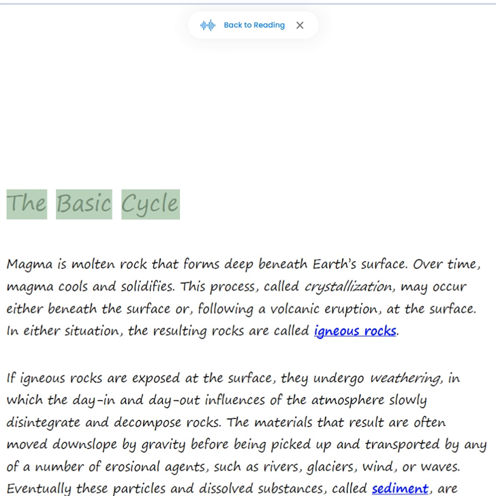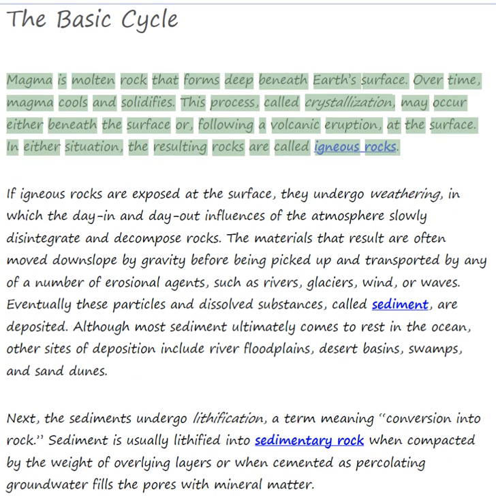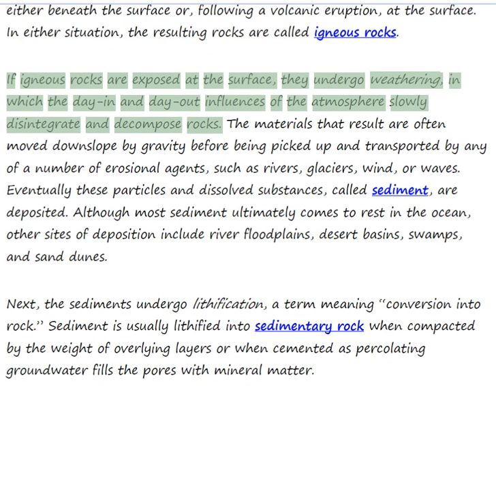The basic cycle. Magma is molten rock that forms deep beneath Earth's surface. Over time, magma cools and solidifies. This process, called crystallization, may occur either beneath the surface or, following a volcanic eruption, at the surface. In either situation, the resulting rocks are called igneous rocks. If igneous rocks are exposed at the surface, they undergo weathering, in which the day-in and day-out influences of the atmosphere slowly disintegrate and decompose rocks.